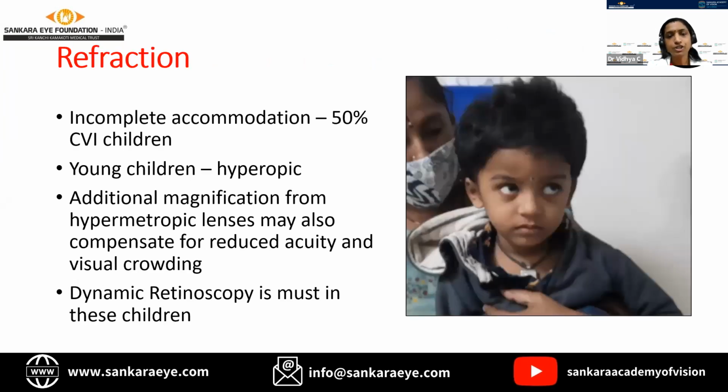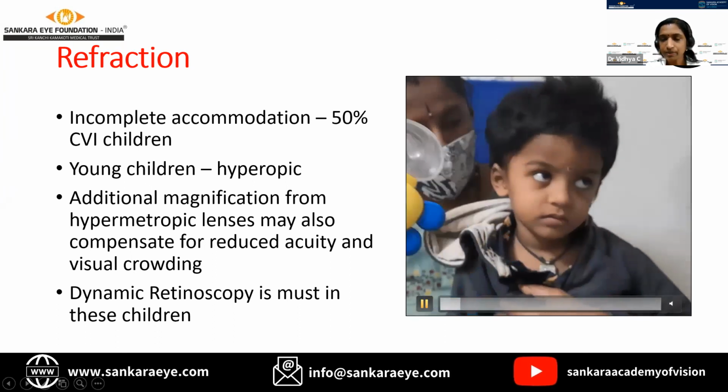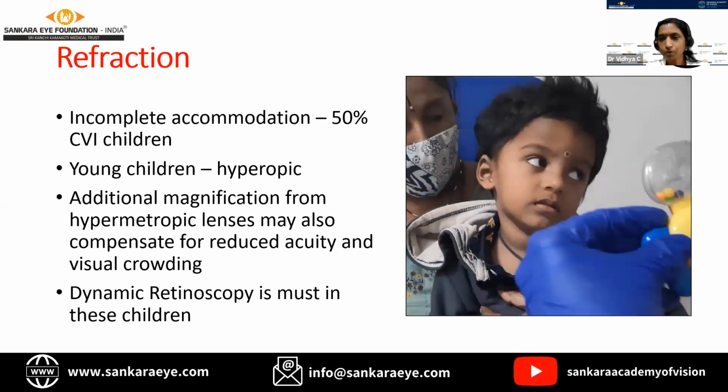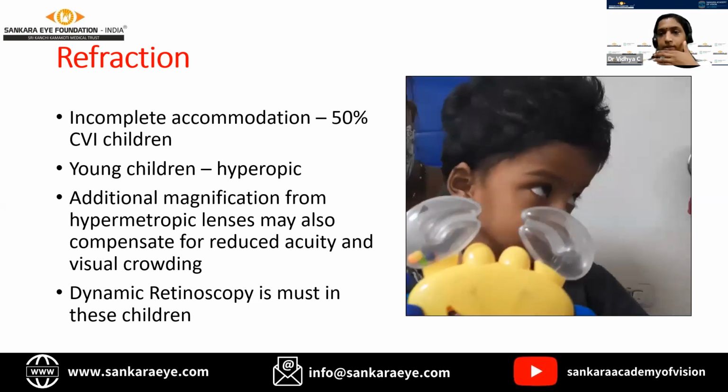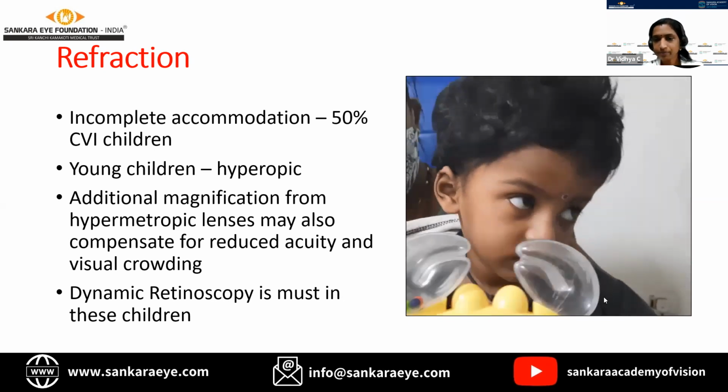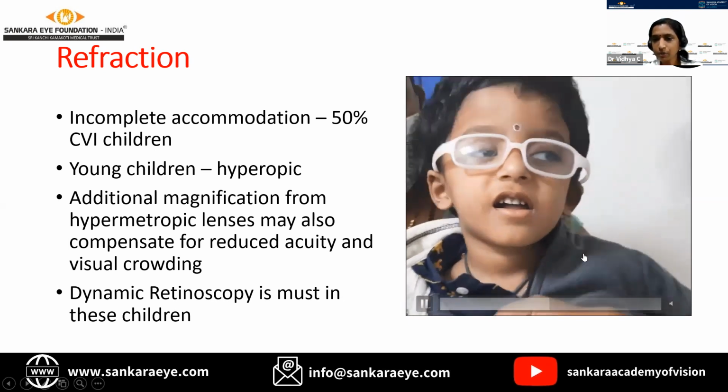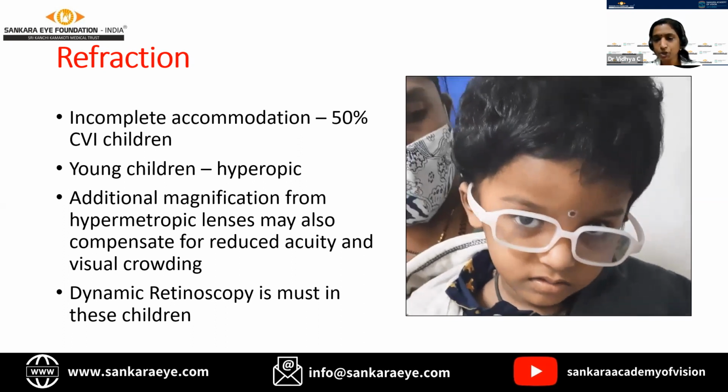Refraction. Hypoaccommodation is common, in about 50% of children with CVI. Usually they are young children and they are more hyperopic. The additional magnification from the hyperopic lenses may also compensate for reduced acuity and visual crowding. Dynamic retinoscopy is a must in these children. Here you can see the child is not able to fix and follow the toy. But once the hyperopic glasses are given, you can see the child responding to the visual stimuli.